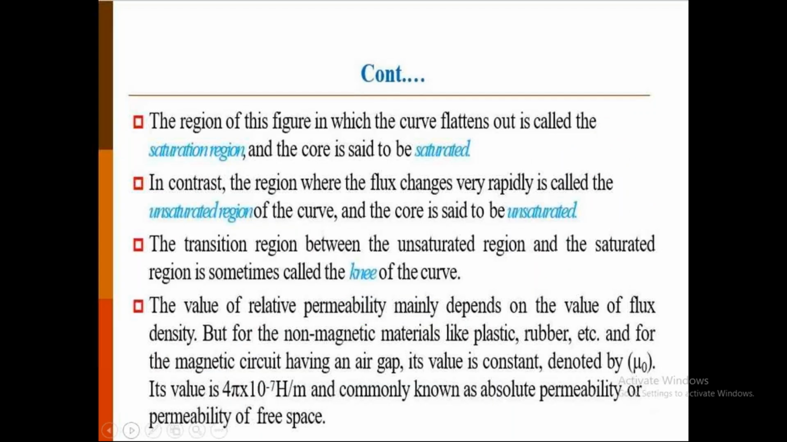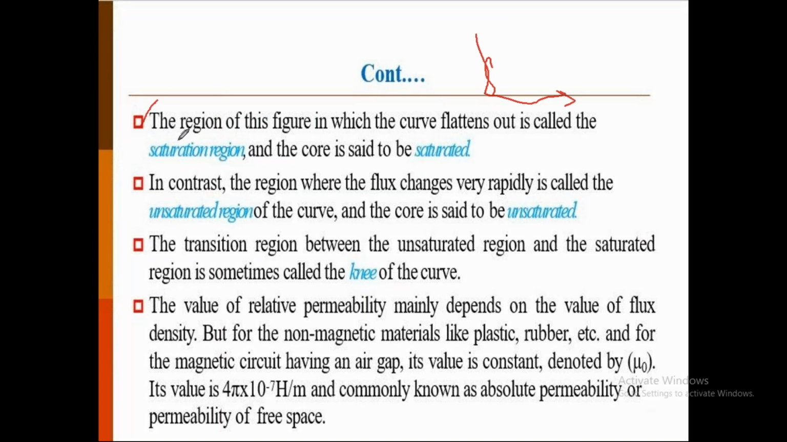Now, we obtain the graph, right? So we have the graph like this, and here we are getting three regions. One is the unsaturation region, the saturation region, and the knee point, right? So let me see when it is called saturation, when it is called unsaturation, and when it is called the knee point.